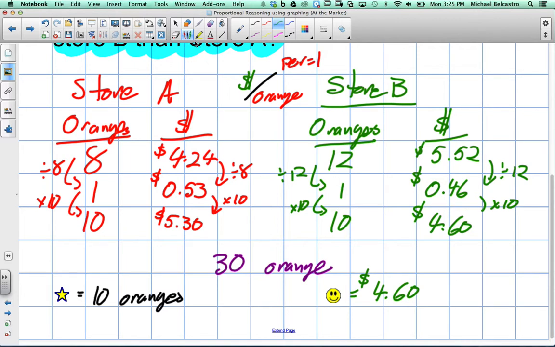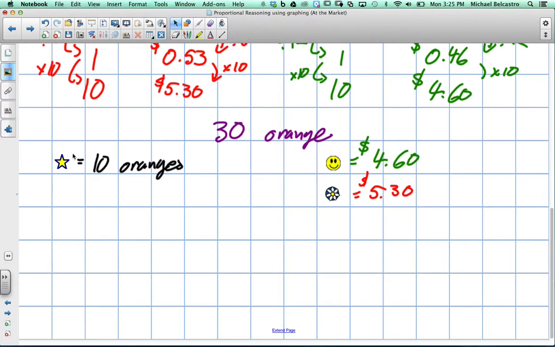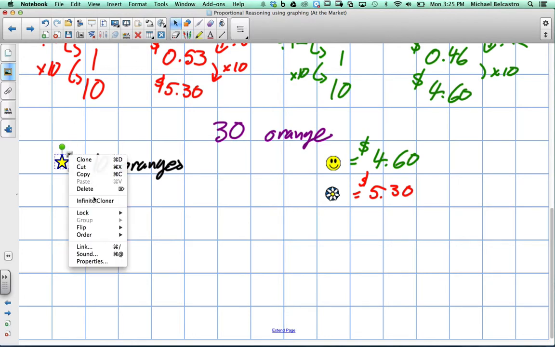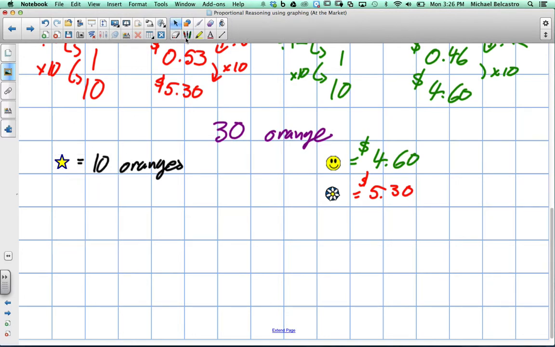And let's find another material here. Flower. Every flower will represent our $5.30. Okay, that's store A. Great. So with that being said, I'm going to duplicate a bunch of these. Okay. Under store A, let's set this up. So store A.